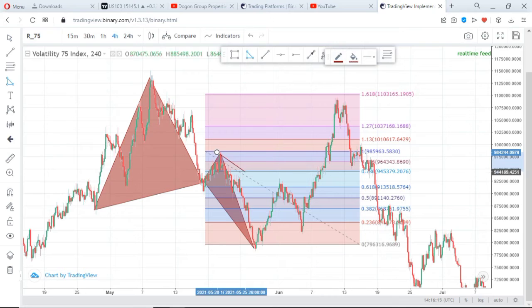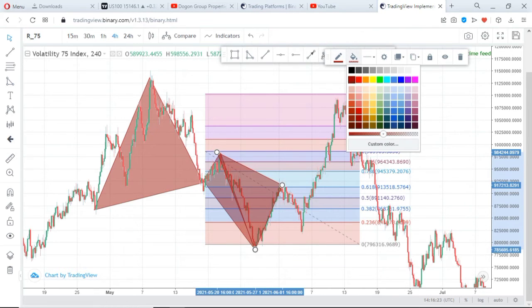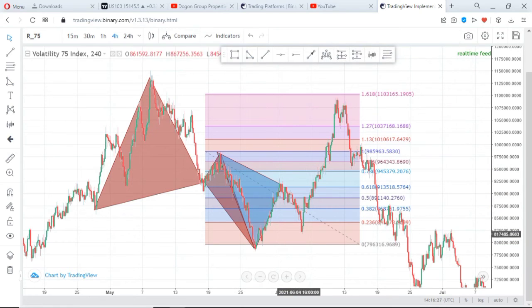So let's take it from point X down to point A and point B, which is our 618. Let me change the color so you can see clearly. So now we're forming what? A crab pattern. This is another pattern. We already took our profit there. We took it on 38.2. We also took it on where? On 618. Now we're looking for other entries.